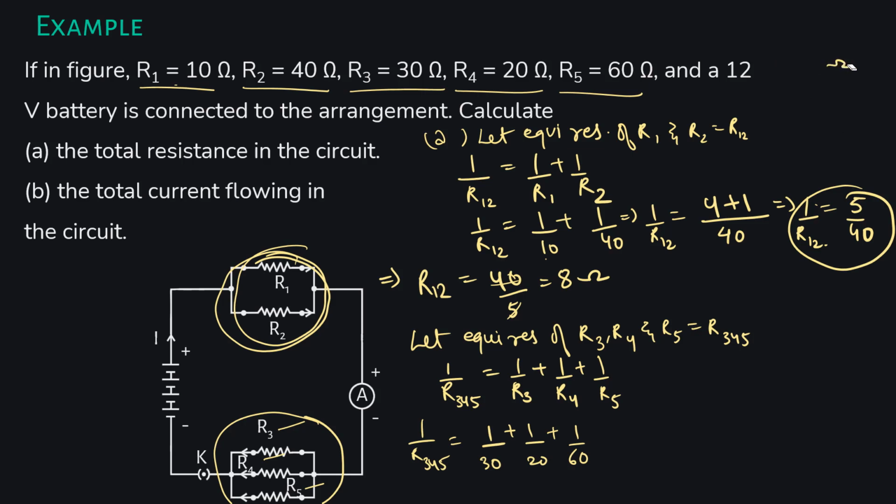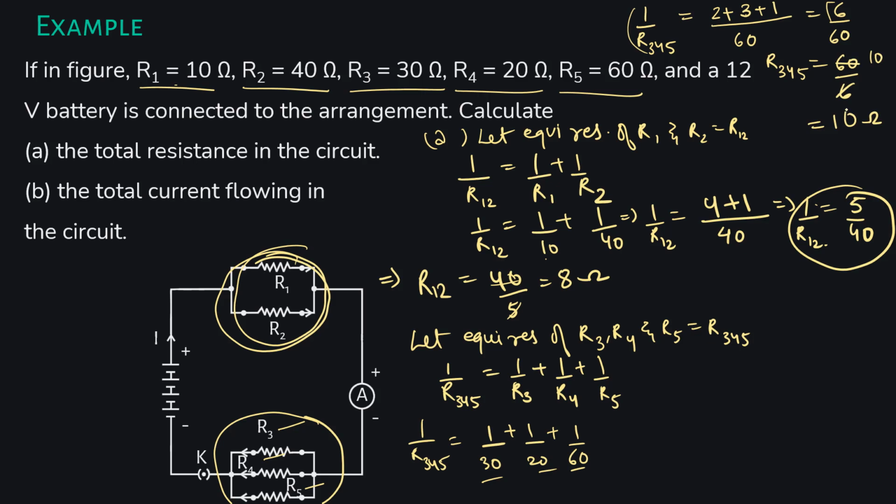Now I am going to do the rest of the calculation. We know 30, 20 and 60, what is the LCM? The LCM is 60. So 1 upon R345 is equal to, with 60 as the LCM, 30 into 2 is 60, 20 into 3 is 60, plus 1. So 2 plus 3 plus 1 is 6, so this becomes 6 upon 60. Again we take the reciprocal, so R345 is equal to 60 upon 6, which is nothing but 10. So this is equal to 10 ohm. Now I'm going to remove all of this. Just pause the video, take some time, write all of these calculations down and understand it, because the next step is very important.